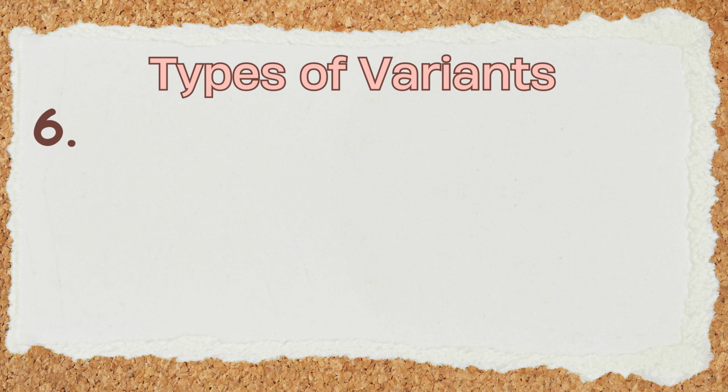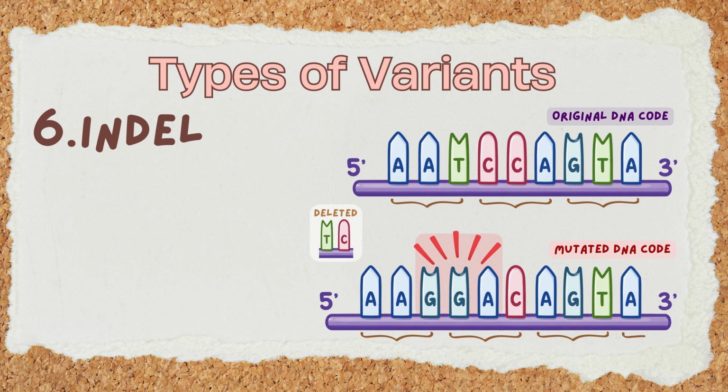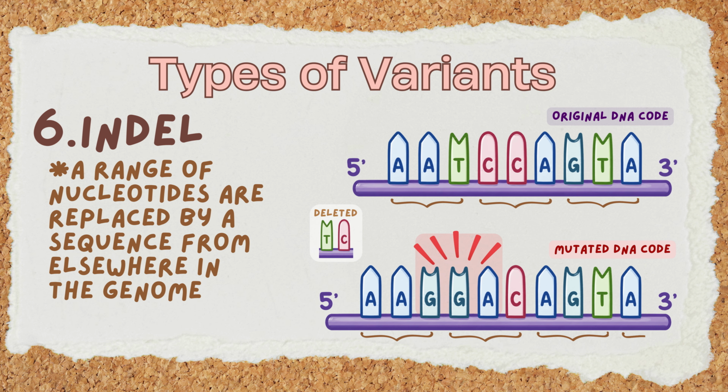A more complicated variation you might see is a deletion insertion, also known as an indel. This is when a range of nucleotides are replaced by a sequence from elsewhere in the genome. For example, c.11_16delTGTGCTinsAA. This denotes the replacement of nucleotides 11 to 16, also known as TGTGCT, by AA.